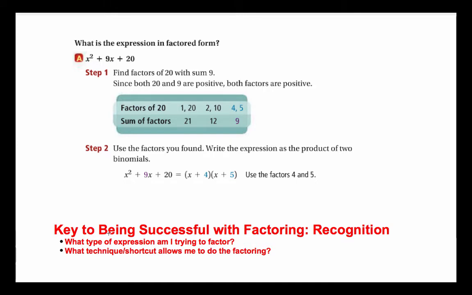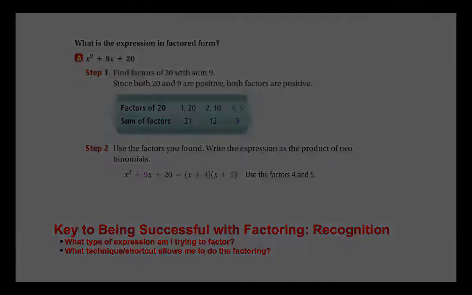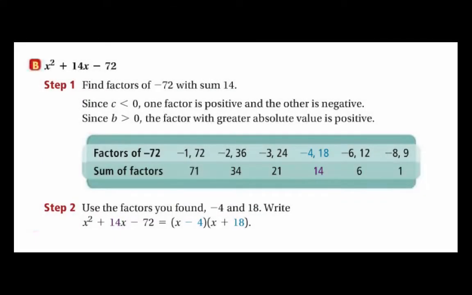And then remembering the techniques for each one of these. So let's take a look at a few more examples here. We need to find factors of negative 72 with a sum of 14 because our trinomial is x squared plus 14x minus 72. Since c is less than 0, one factor is positive and the other is negative, since c is negative. Since b is positive, the factor with the greatest absolute value is going to be positive.